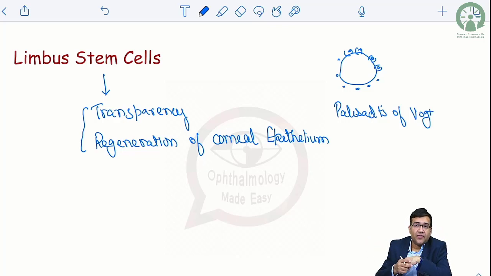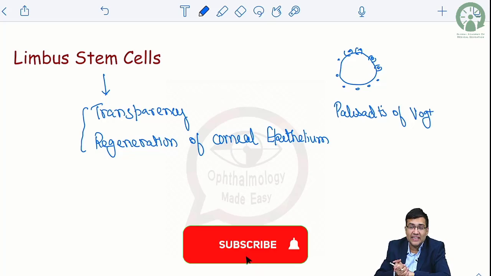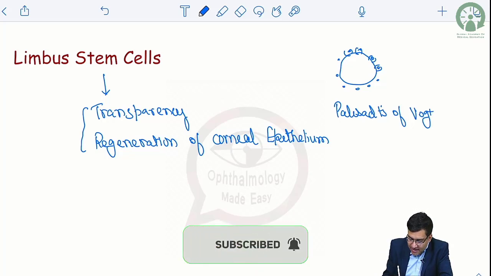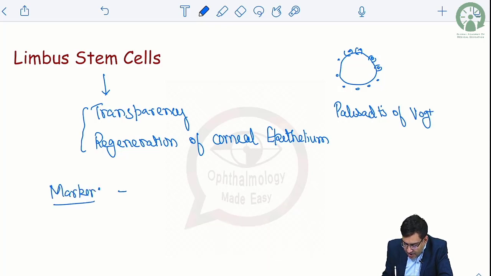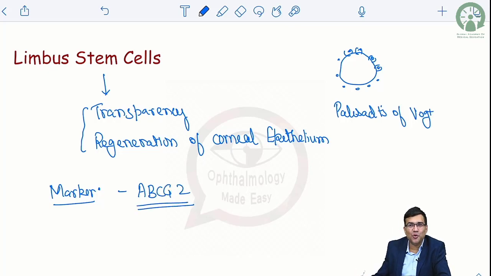Few years back they asked about a specific marker which can basically be used in culture to identify the limbus stem cells, and remember the specific marker is ABCG2. Similarly, you can remember it like ABCG2. Okay, this is the marker for the limbus stem cells.